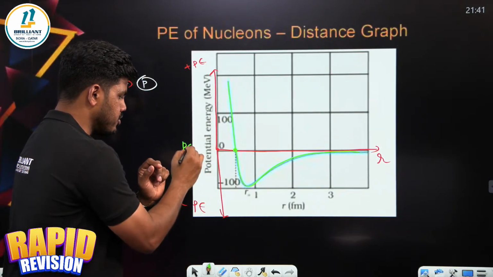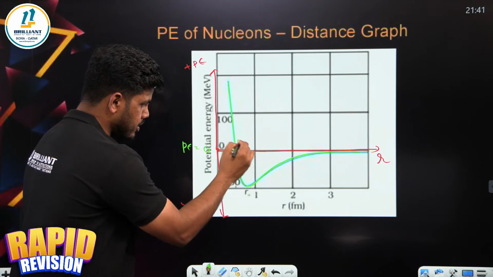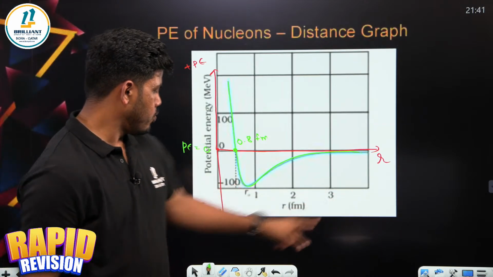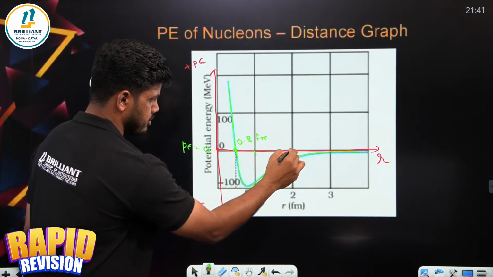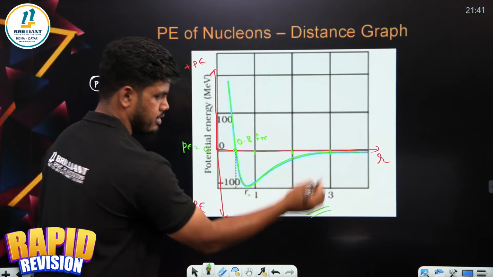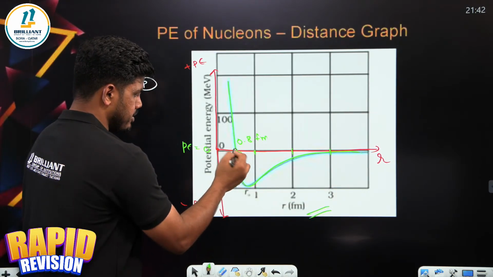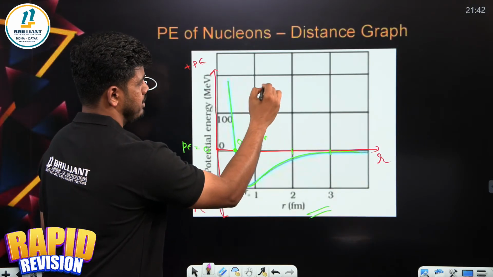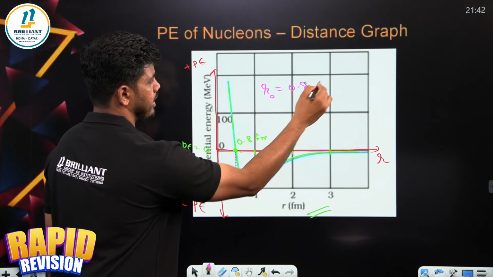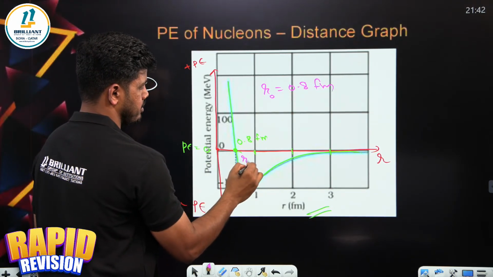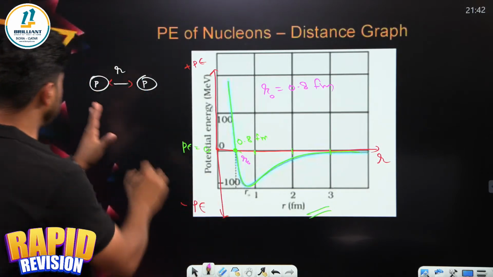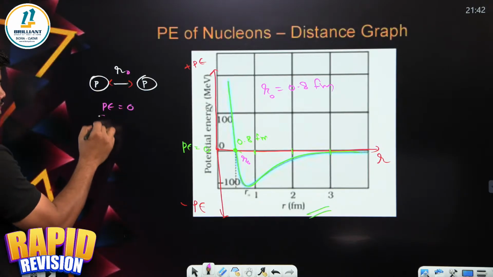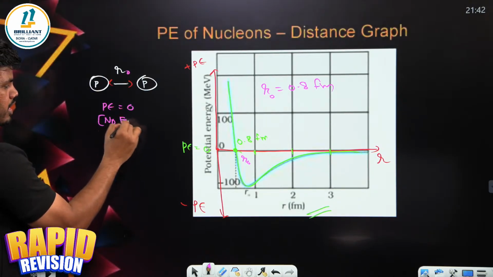This is the potential energy 0 mark at a distance of 0.8 fm. This is 1 fm, this is 2 fm, 3 fm, and this point is less than 1 fm. It is actually 0.8 fm. That R0 is equal to 0.8 fm. This point is called R0. So at R0, potential energy is equal to 0. Potential energy 0 means no net force acting between the two.